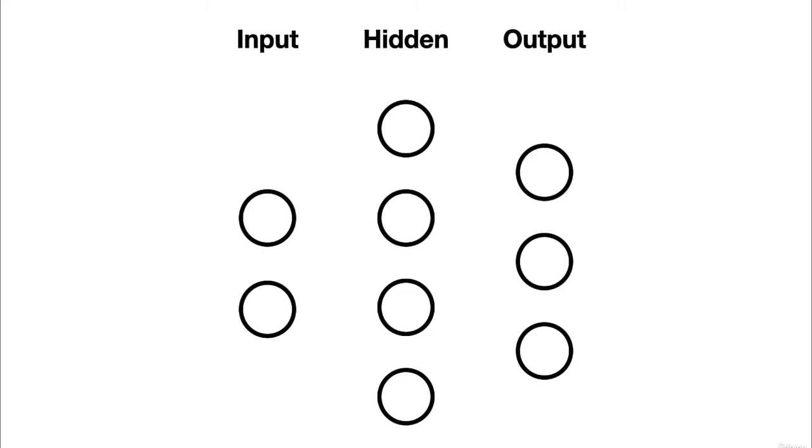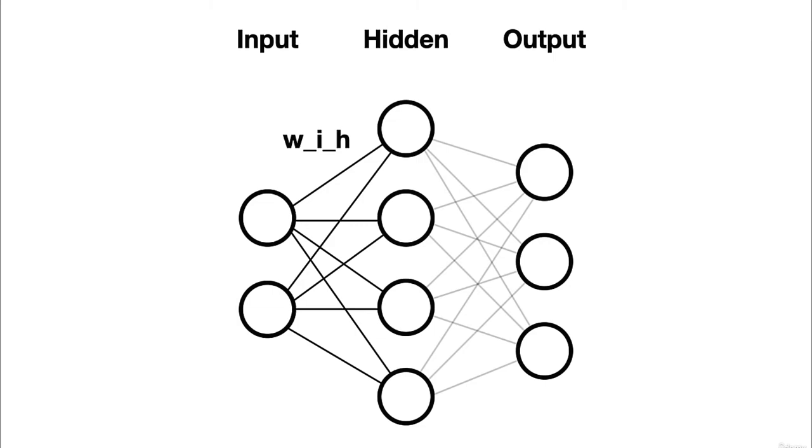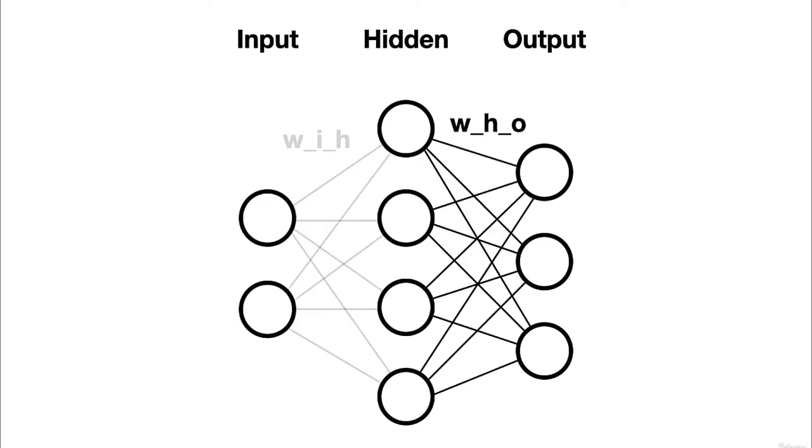Let me add the weights to the diagram. Notice there are now 2 weight matrices. One weight matrix from input to hidden, one weight matrix from hidden to output. The question is, what does the hidden layer do?